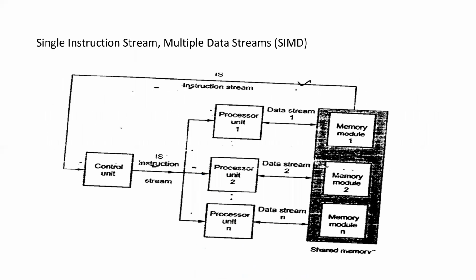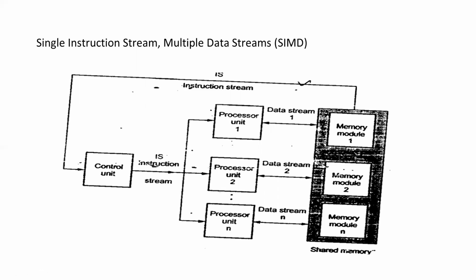Now let's check the general architecture of SIMD. Here you can see in this diagram, there are processor unit 1, processor unit 2, processor unit N, which collaborate with memory module 1, memory module 2, and memory module N. This is known as a multiple data stream. But here the input stream is what? The input stream is single. That's why it is known as a single instruction stream and multiple data stream. So this is the general architecture that you can remember.